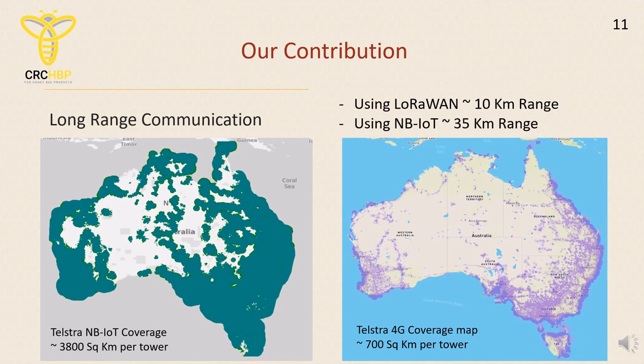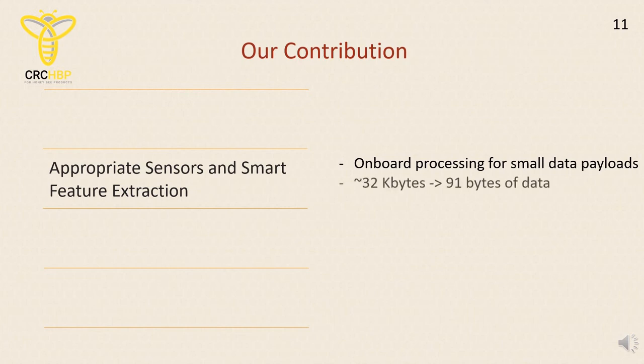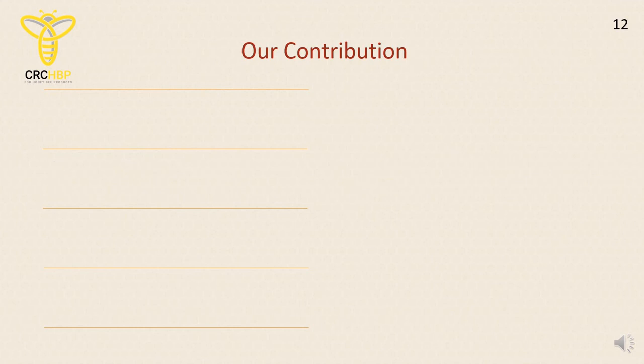So to make the most of these long-range communication technologies, we designed our system from scratch, and we process the data using a small microcontroller to extract useful information. We collect around 32 kilobytes of data every 10 minutes and reduce it down to 91 bytes of features for transmission. We are also in the process of building a quality beehive sensor dataset.